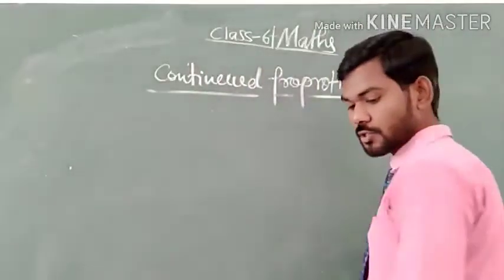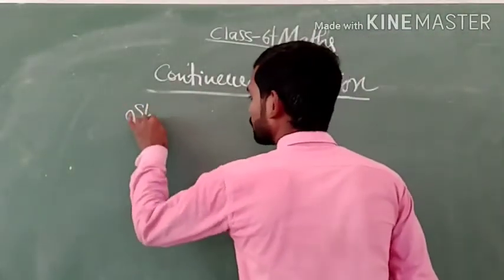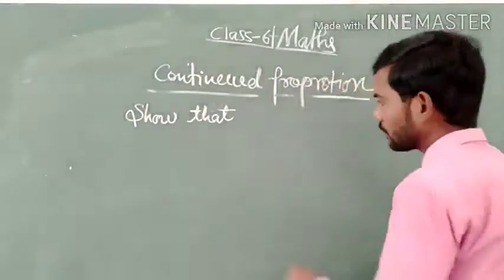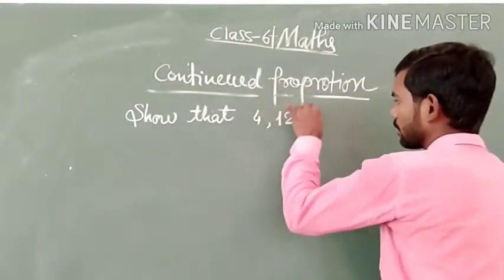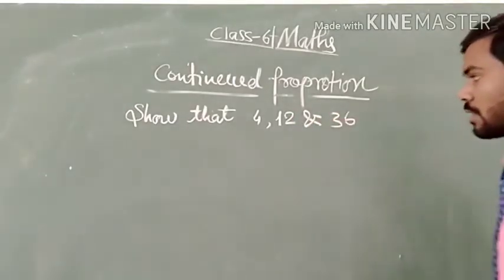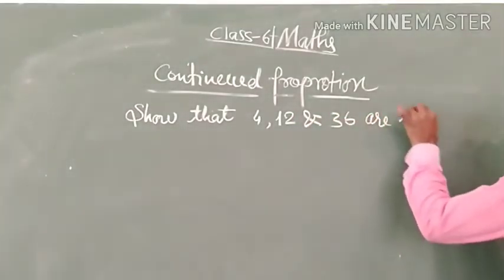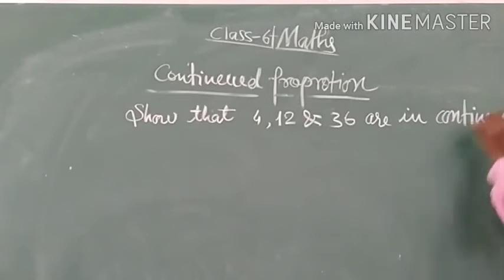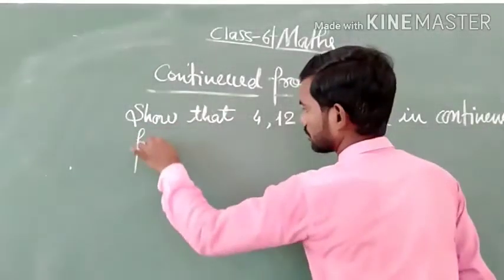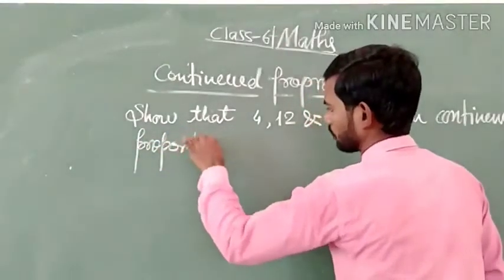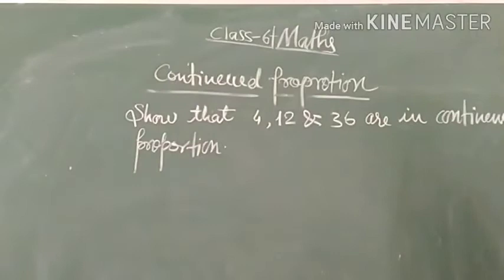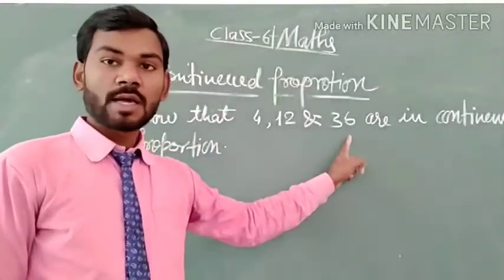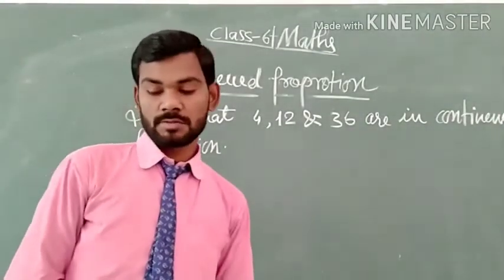The first question is: show that 4, 12 and 36 are in continued proportion. Okay, in this question we have to show that the numbers 4, 12 and 36 are in continued proportion.